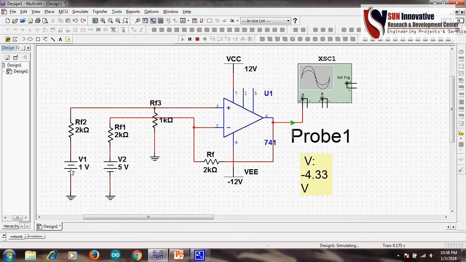Now running this simulation, you see here it is working perfectly. 5 voltage minus 1 voltage. Sorry, 1 voltage minus 5 voltage, because 1 is connected to the positive of the op amp and 5 voltage is connected to the negative of the op amp. So we are getting 4.33 voltage. So this is the perfect subtractor circuit using the op amp.